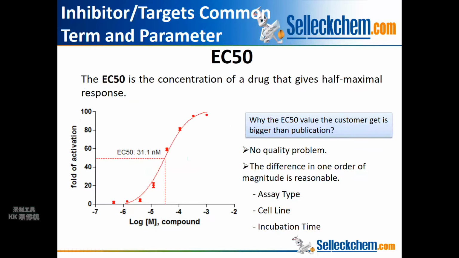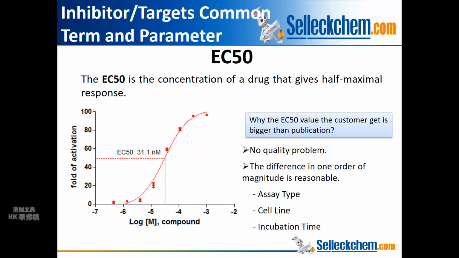EC50. The EC50 is the concentration of a drug that gives half maximal response. If the customer asks the reason why the EC50 value they get is bigger than the publication, it is the same as IC50. The cell type, cell line and incubation time, any of them will affect the EC50 value.